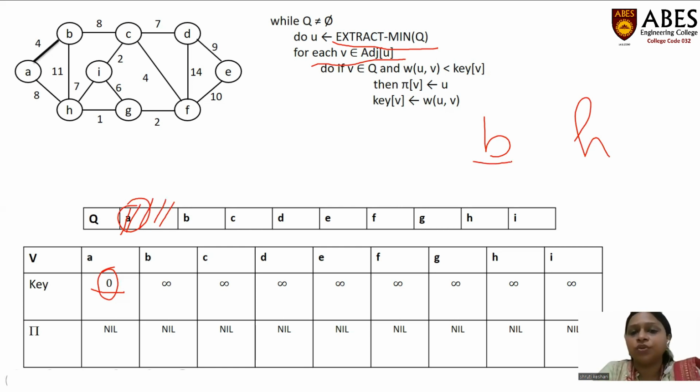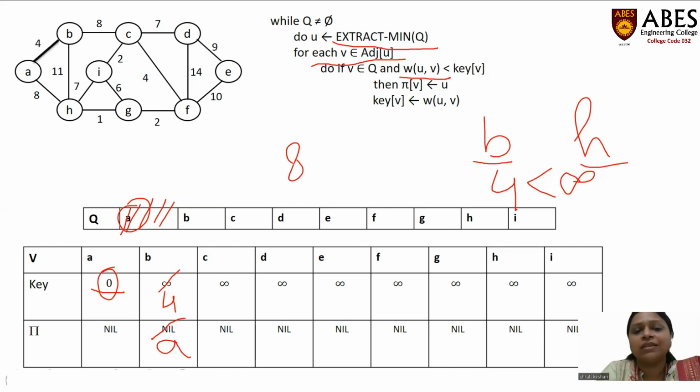Now consider all the conditions. B is part of your capital Q, yes, and the weight of U to V, the weight of A to B, is 4, and the existing key value of V is infinity. Both conditions are true, that is, 4 is less than infinity and V is an element of your Q. Then you need to update the pi value of V as A and the key value of V as 4. Similarly for H, H is an element of capital Q, and the weight from A to H is 8, and the existing key value of H is infinity. So 8 is less than infinity, and you can consider this condition. Now update the pi value of H as A and the key value of H as 8 in place of infinity.